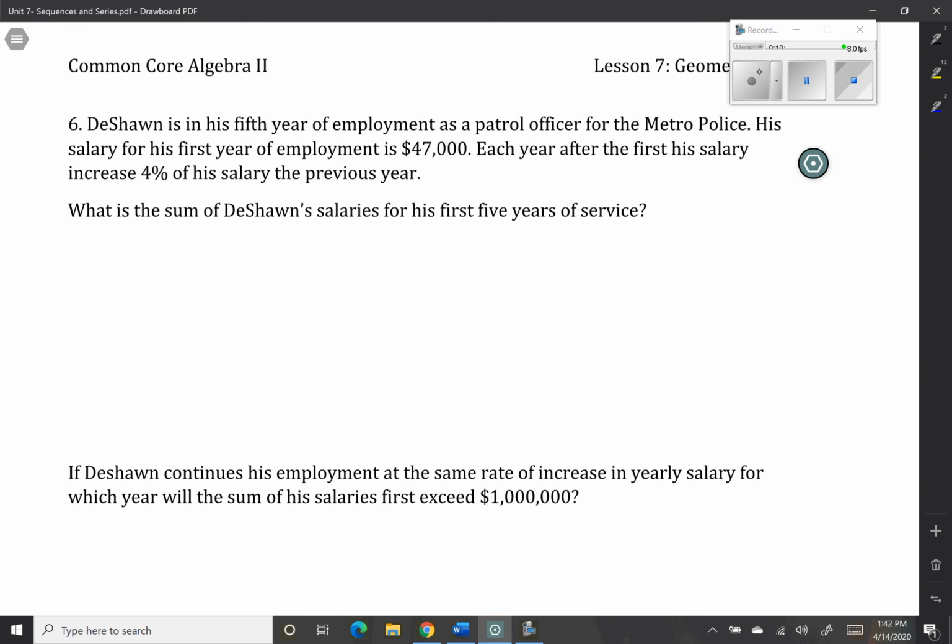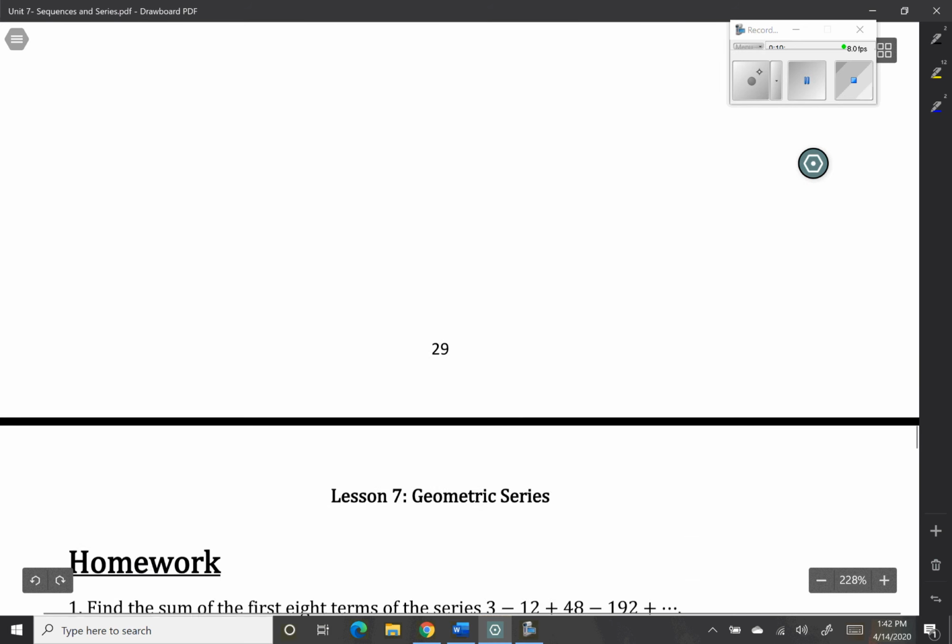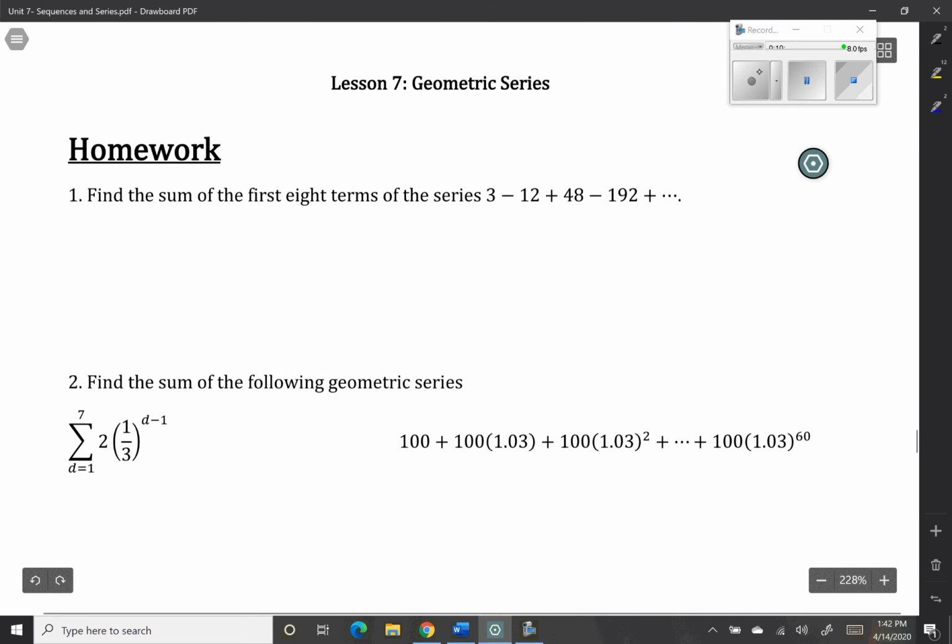Number 6 is kind of just busy work, so we're going to skip number 6 in today's lesson. If you really want to do it, you can. It's just busy work, so you could skip over it. All right, let's move on to the homework assignment.